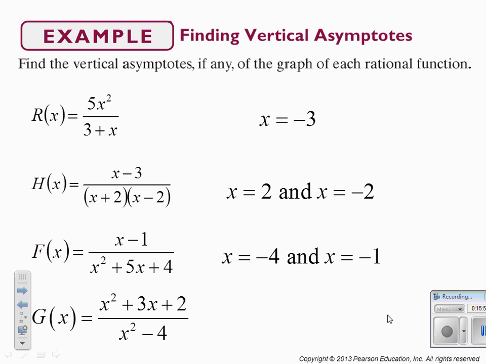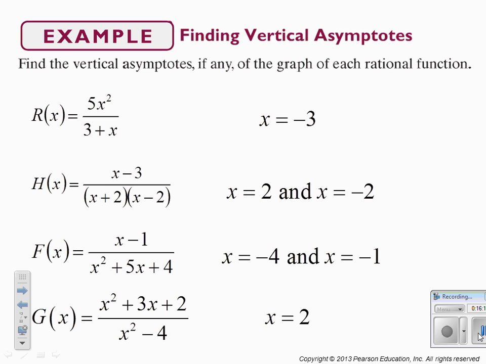All right, last one because we don't have any more room on the page. x squared plus 3x plus 2 divided by x squared minus 4. We have to simplify this down into lowest terms. That's what the requirement said. So we simplify it into lowest terms.